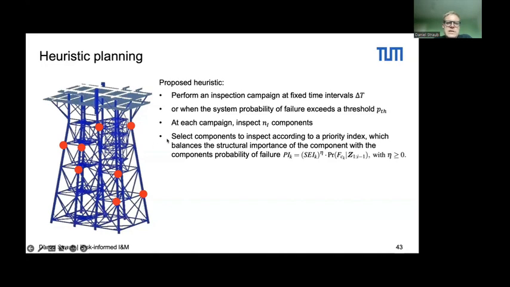Now, the heuristic that we propose here, and it can of course always be modified and changed if people have better ideas, is that we perform inspection campaigns at fixed time intervals, which also has some advantages for practical reasons, because that makes planning easier for the company. This delta T, however, is an optimization parameter, it's a heuristic parameter. Then we also do additional inspection campaigns if for some reason the system failure probability exceeds a threshold. So to make sure also that we comply with reliability requirements. And then at each campaign, we inspect NI components. This NI again can be optimized, actually is optimized. So how many components to inspect?